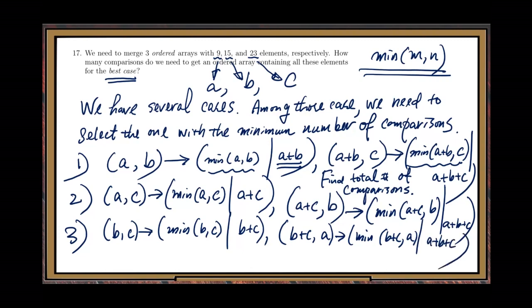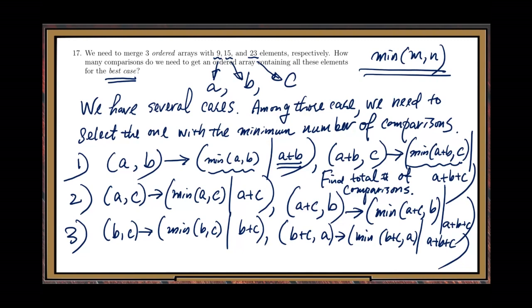So you get 3 comparison numbers for these 3 cases respectively, right? Then you pick the smallest, the case with the smallest number of comparisons. Okay? So this is for the best case.